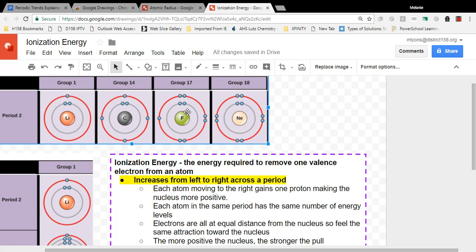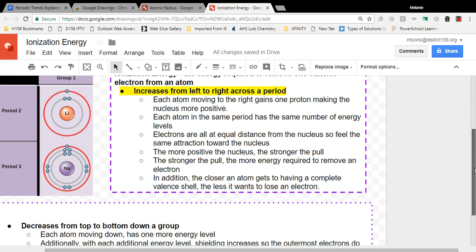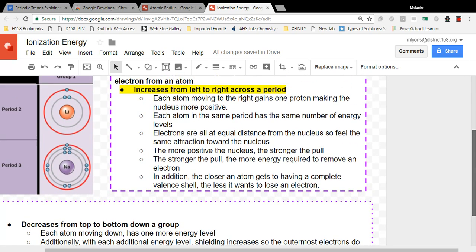So the closer an atom is to having its outer shell full and reaching that stable state, the less it wants to give up an electron, which means the higher the energy is going to be to remove an electron. As we get closer to having a full valence shell, the energy required to remove that last electron increases. Now we're going to look at the trend as we go down a group.